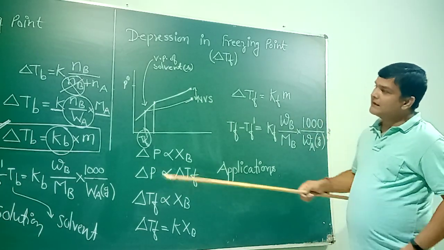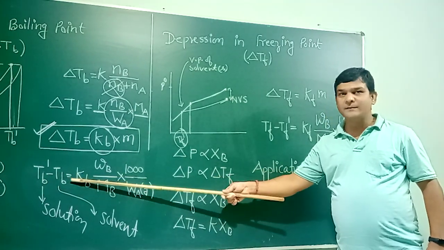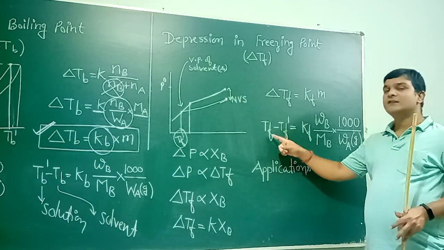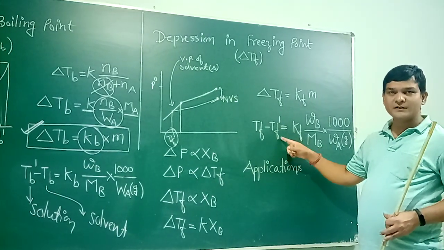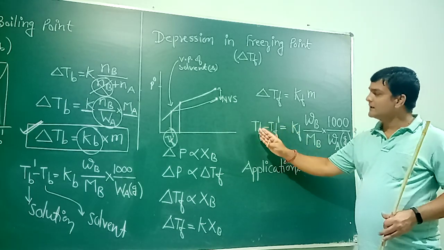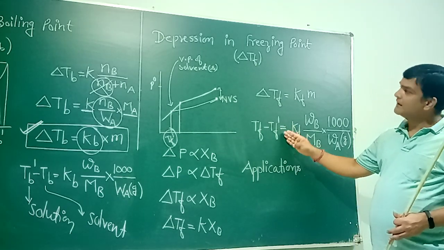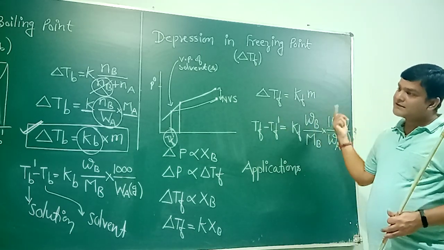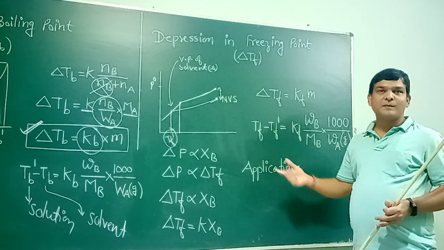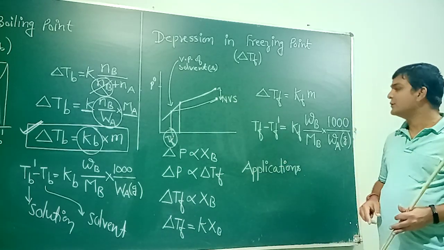The only difference is delta Tb was Tb dash minus Tb. It means it was solution minus solvent. But here it is solvent minus solution, because the freezing point of solution is less. So we first write freezing point of solvent minus freezing point of solution. So both are similar formulas, easy to remember. Generally derivations are not part of the question paper, so you have to remember only the final formula for numericals.